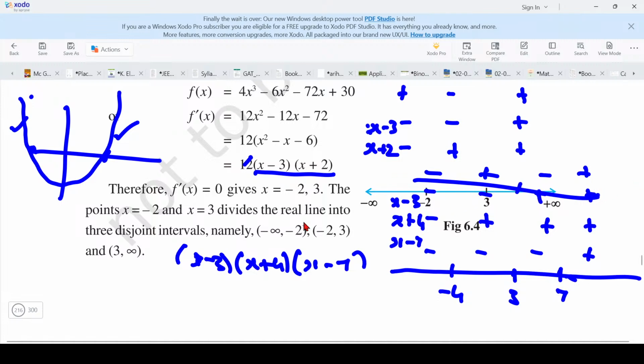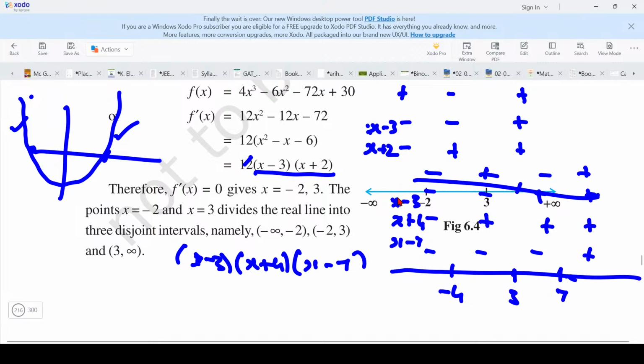X plus 4, when is it positive? When it's greater than -4. So towards the right of -4, it is positive, positive, positive, positive. Towards the left, it is negative. Okay, x minus 7, when x is greater than 7, right? So this is positive here, negative, negative, negative.